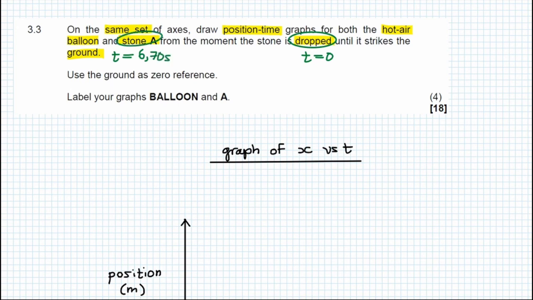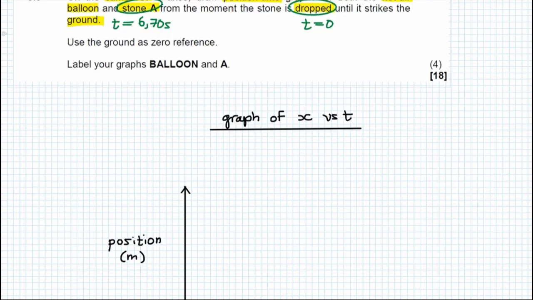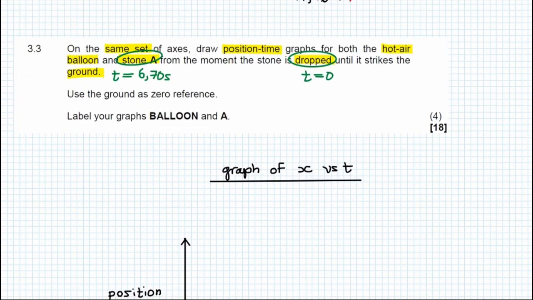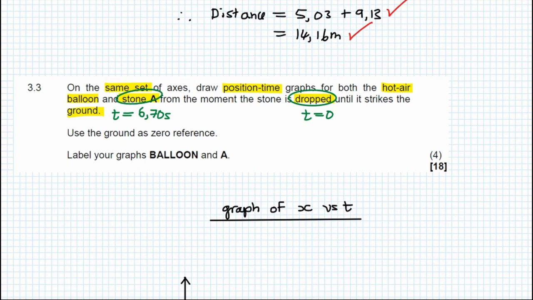Remember, we are dealing with stone A. So I'm going to go to my graph and include the time of 6.70 seconds. Although it was actually not necessary to indicate values on this graph in order to get your marks, I'm going to do so anyway so that you understand why I am drawing it the way I am. The question says, use the ground as 0 reference. That means the ground is the 0 point. Label your graph balloon and A so that the marker can distinguish between the 2 graphs.